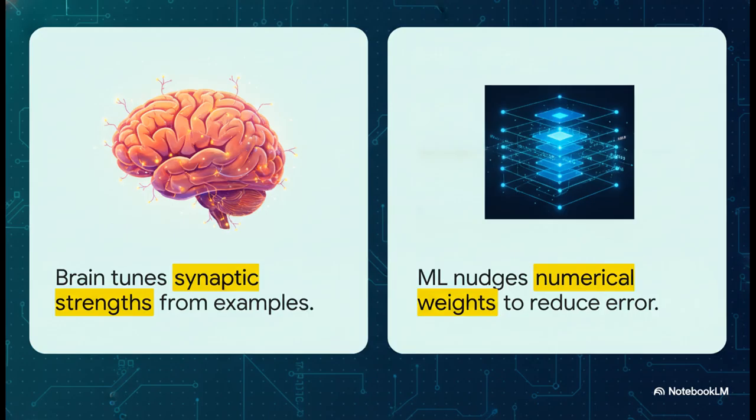The brain does this by tuning synaptic strengths. Connections that fire together get stronger, which neuroscientists call Hebbian learning. Well, machine learning does the exact same thing, just with math. It nudges numerical weights up or down to reduce error. Both approaches completely replace explicit, handwritten rules with experience-shaped parameters.